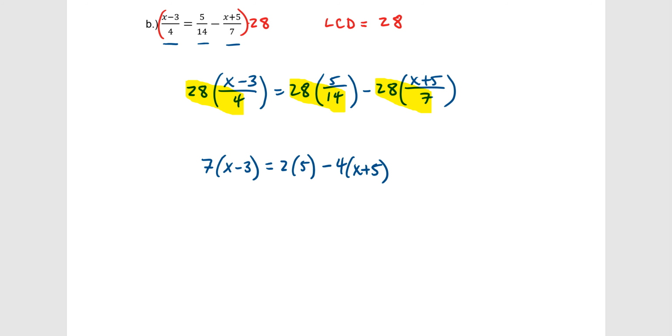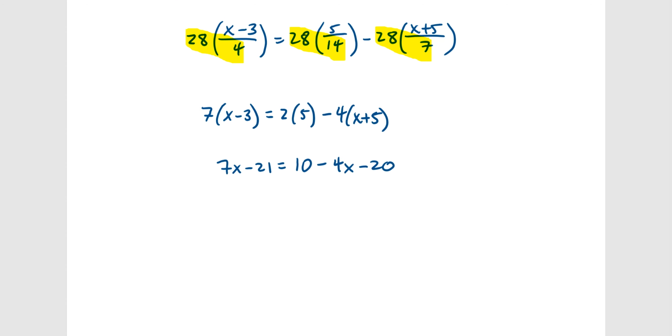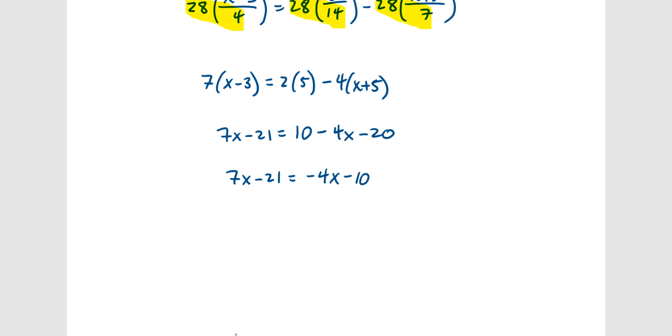So now we can go ahead and solve the resulting equation here. Distribute the 7, we get 7x minus 21. 2 times 5 is 10. Distribute the negative 4, minus 4x minus 20. Let's combine like terms on the right. So 7x minus 21 equals 10 minus 20, we get negative 4x minus 10. And let's get the variables on the left. So let's add 4x to the left-hand side to cancel it on the right.